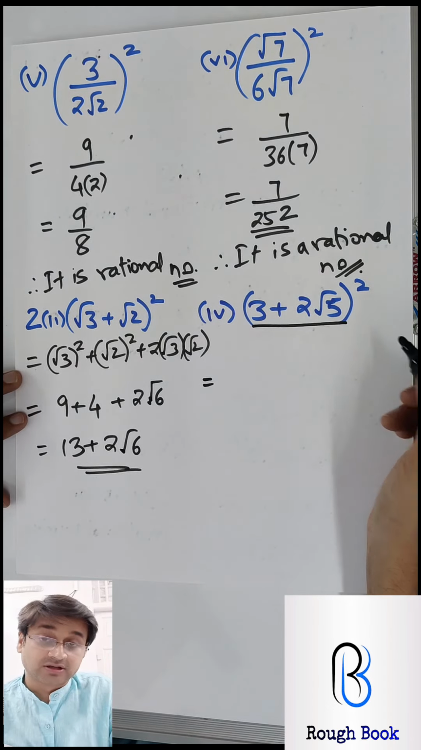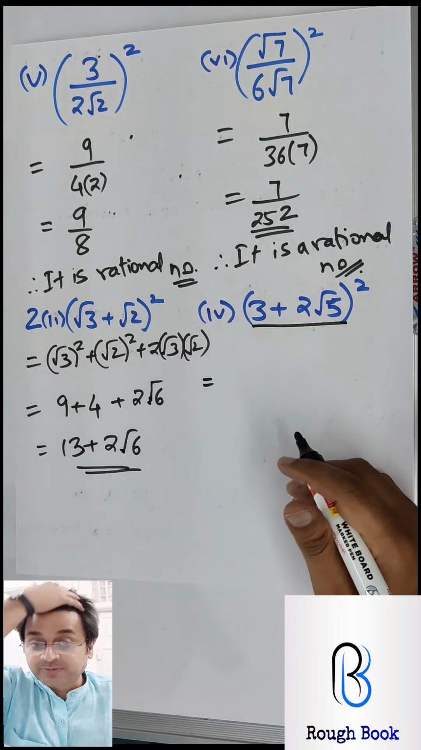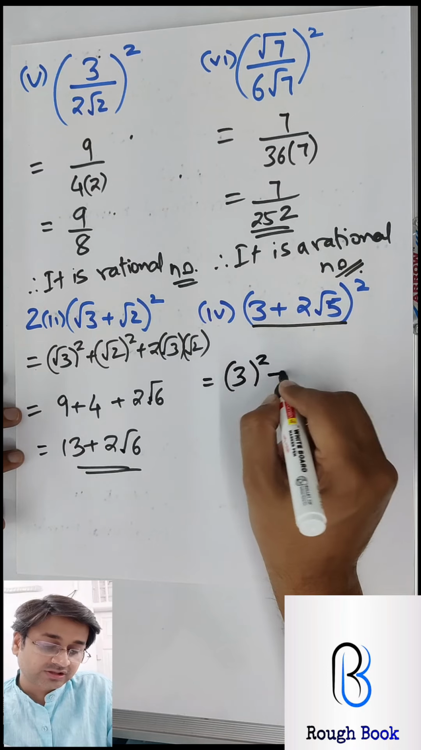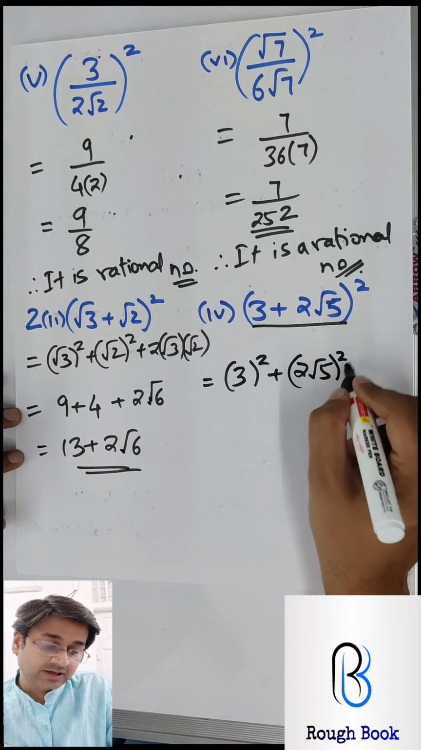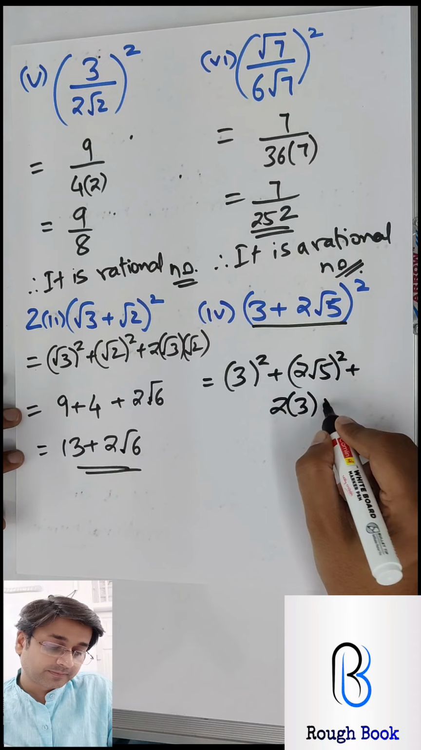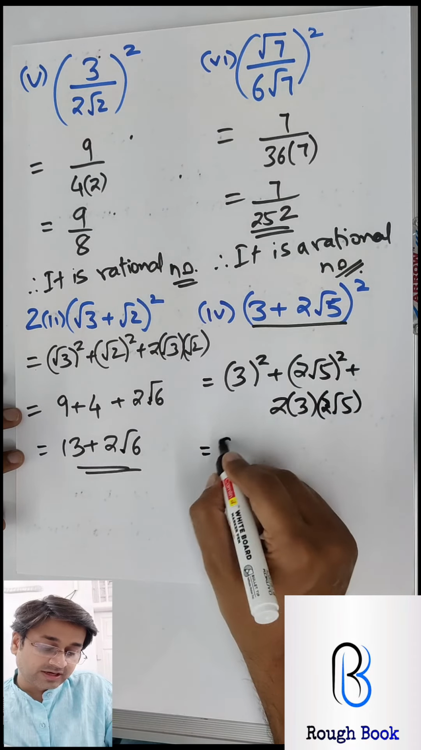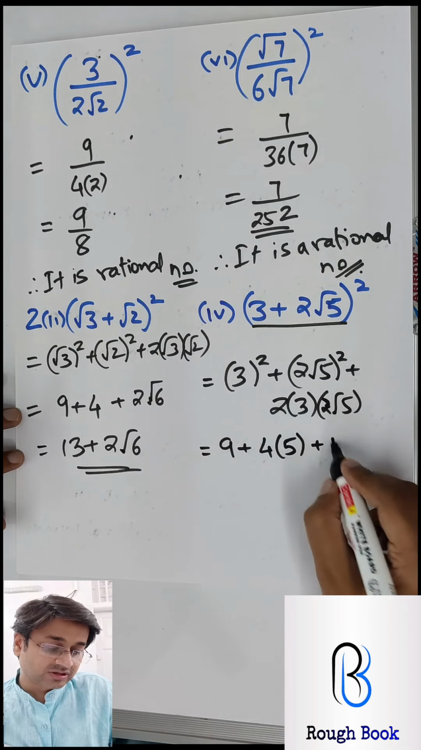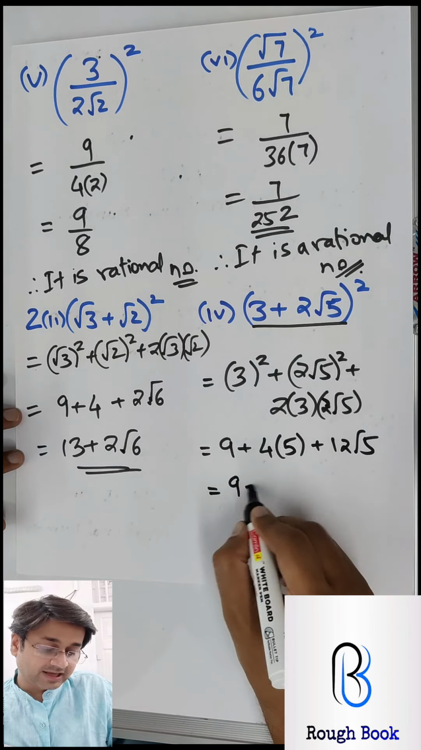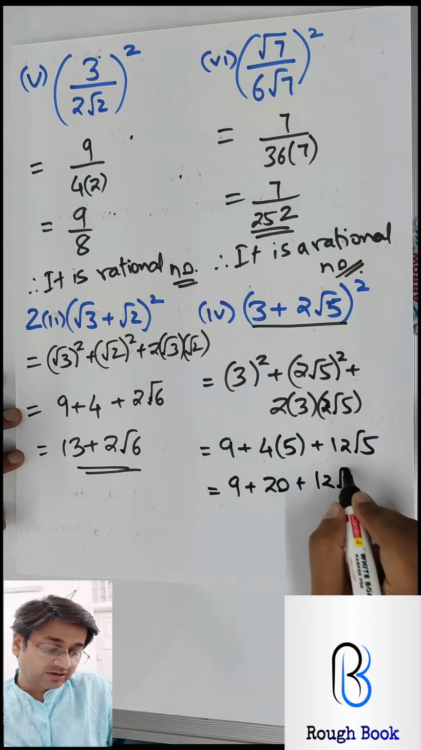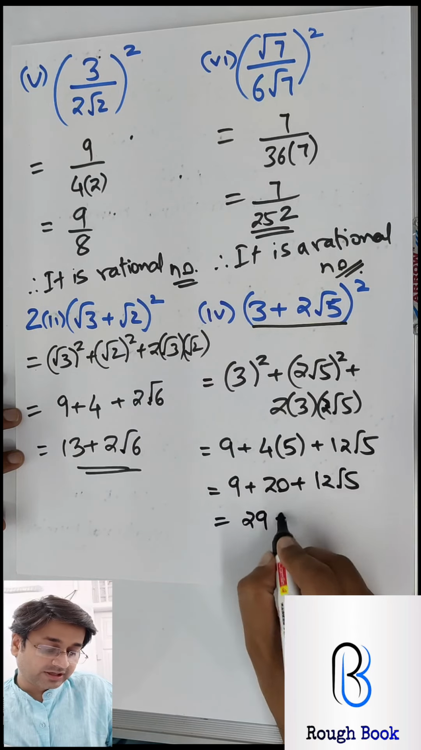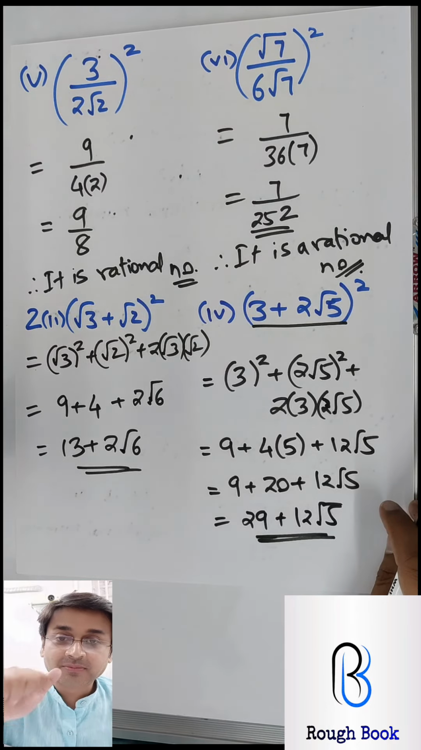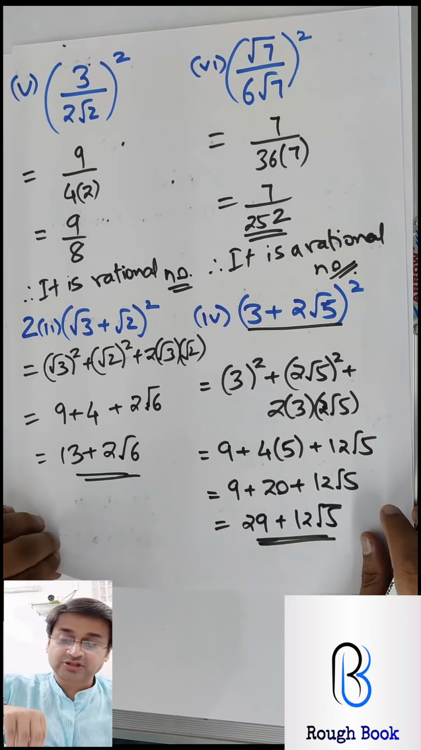Can we do the same thing again here? Pause, try on your own, attempt the sum and only then come back to see if you got it correct or not. So a squared plus b squared plus 2 times ab. So we get 9, 2 squared is 4, root 5 squared is 5, 3 twos are 6, 6 twos are 12 root 5. So 9 plus 20 plus 12 root 5. So you will get 29 plus 12 root 5. Got it? Easy? Brilliant. Let's move on to the next one.